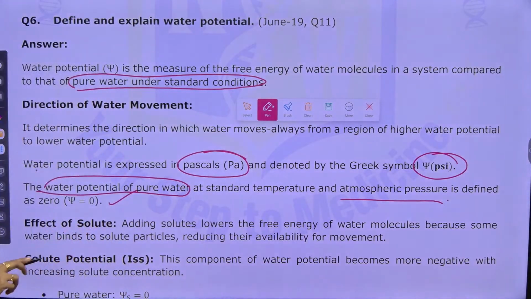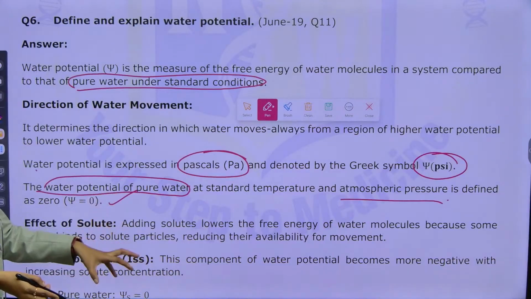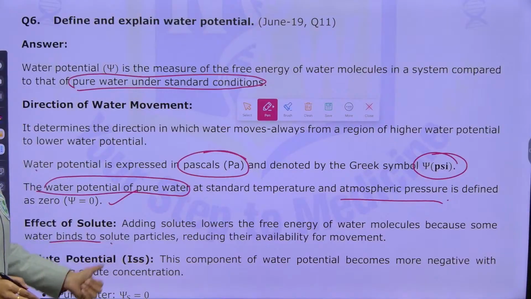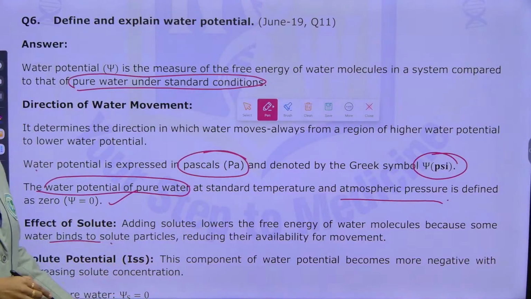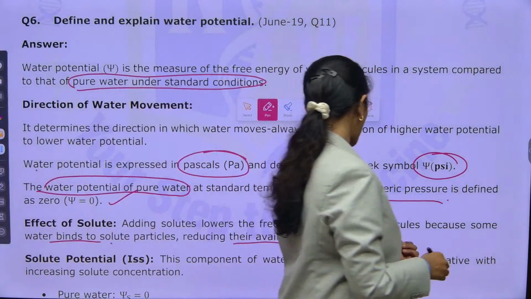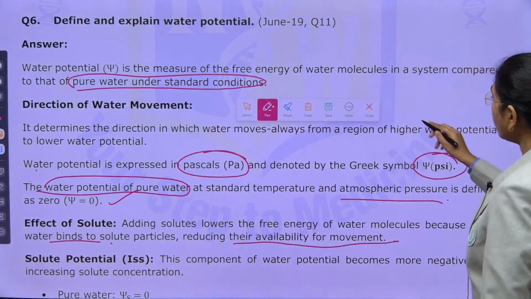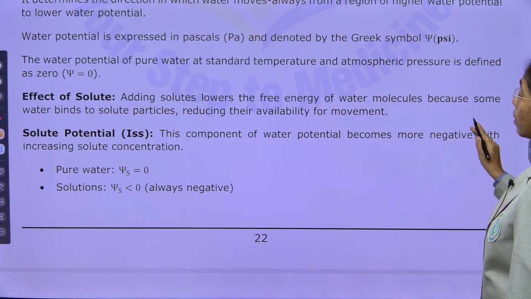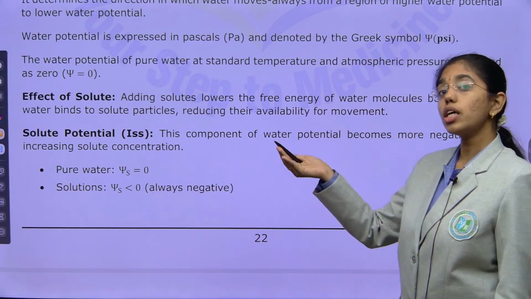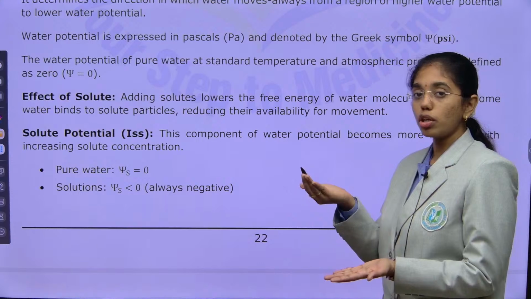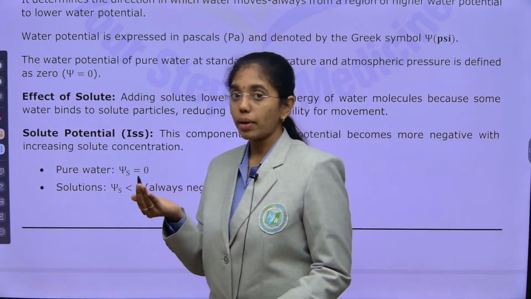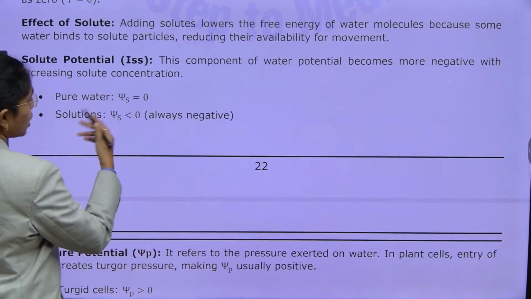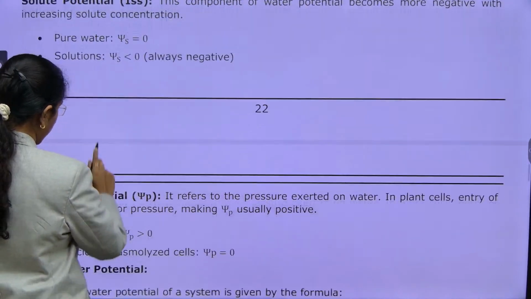Effect of solute. Adding solutes will lower the free energy of water molecules, because some water will bind to solute particles, reducing their availability for water movement. Fine, right? And now solute potential. This component of water potential becomes more negative by increasing what? Solute concentration. If you increase the solute concentration, water potential will become negative. Pure water solute concentration will be 0, and in solutions it will always be negative, remember.